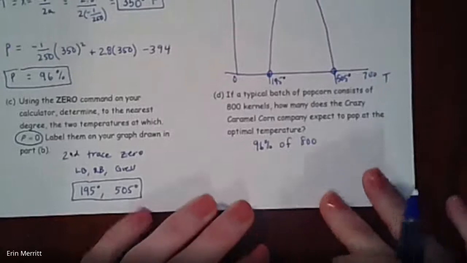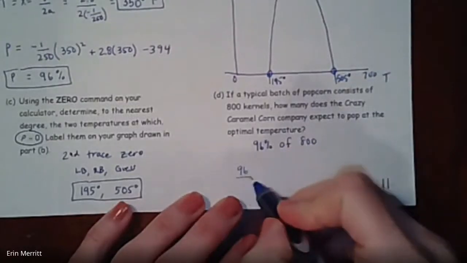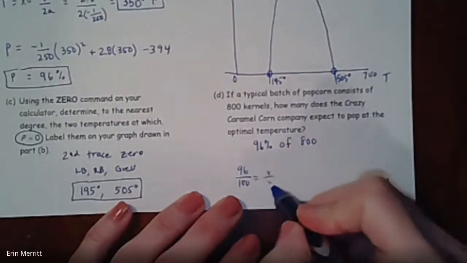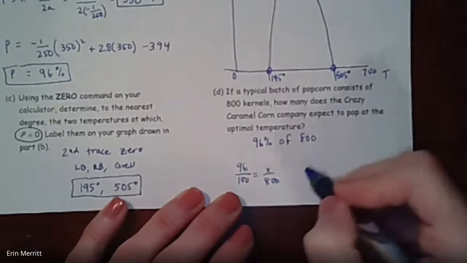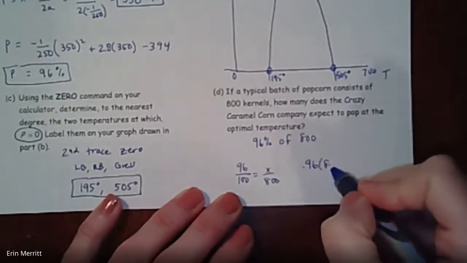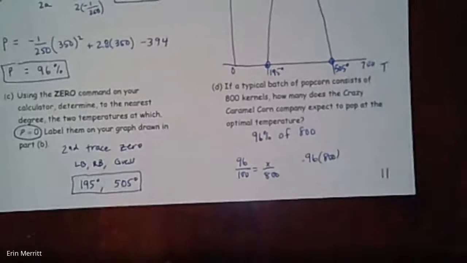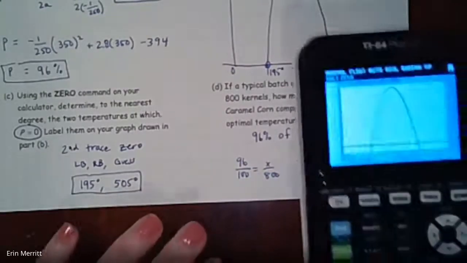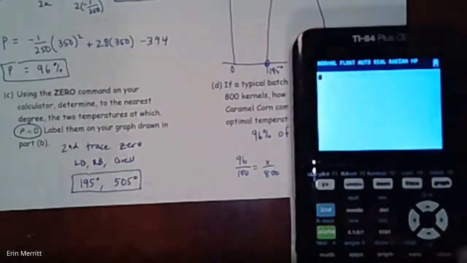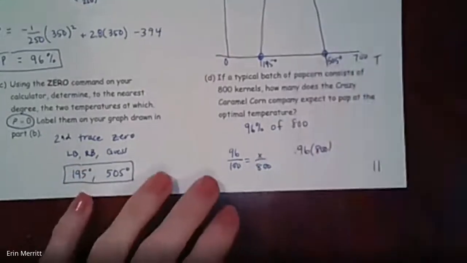So you can do this a couple ways. You can set up a proportion to say 96 out of 100 equals what out of 800? Or we could simply say 0.96 times 800. Either way you look at it, it's going to get you the answer. So you'd either cross multiply in that first part, or we could just simply take the percentage as a decimal and then multiply it by the total number of kernels. They are equivalent. So 768.